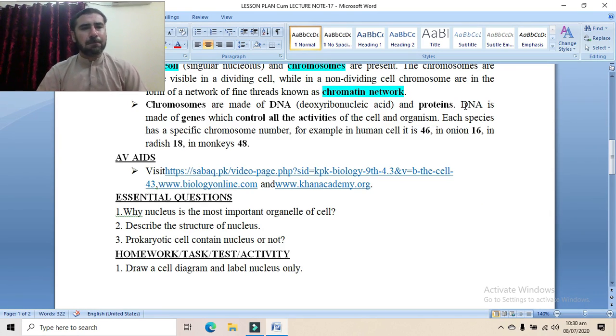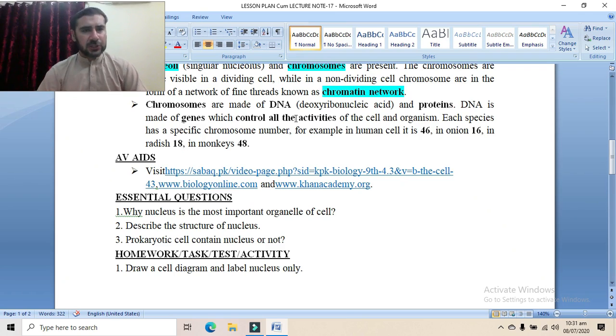Now the basic important component of the nucleus, the brain of the nucleus, is basically the DNA. The nucleus itself is the brain of the cell, and DNA is the brain of the nucleus, because the DNA is made of genes, and genes basically control all the activities of a cell as well as of all organisms. So this is basically the DNA and the genes which control all the activities of life.